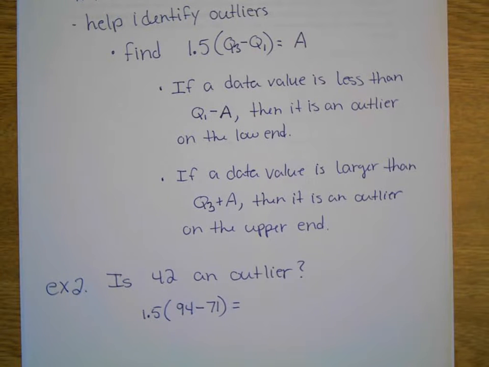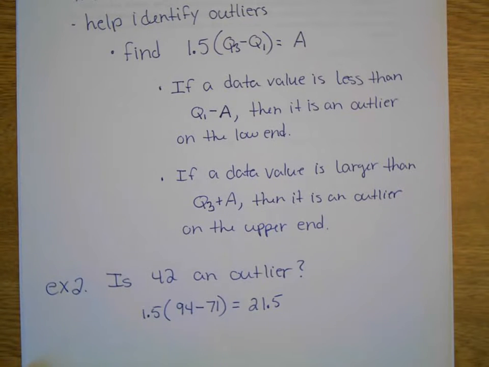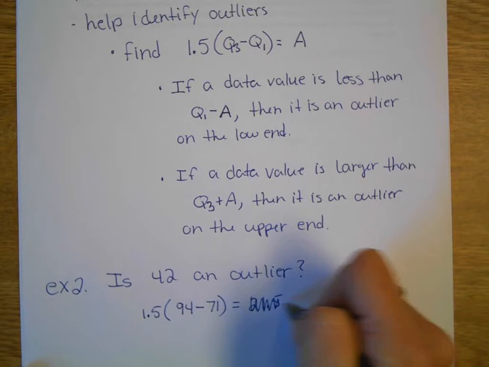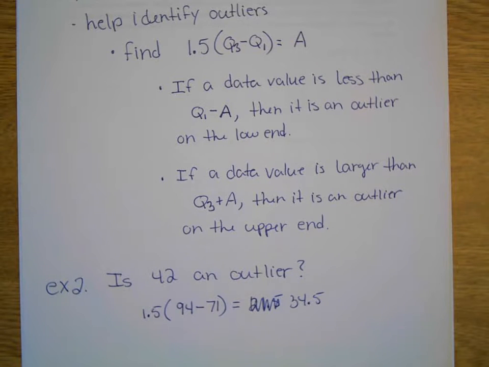94 minus 71 times 1.5. It's 21.5. Oh, wow. No, you put minus. 94 minus 71 is 34. Times 1.5. Oh, my bad. 34.5. Okay. That's why I said wow. So, I found my amount that I need to be away from my quartiles.